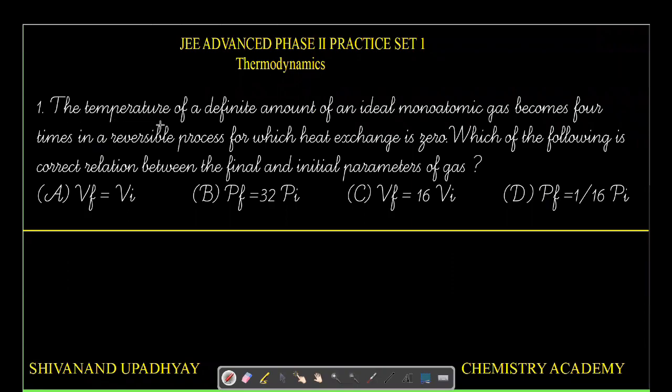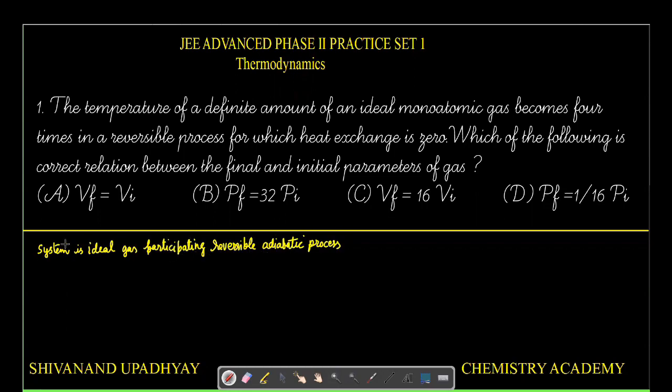So the first question is: the temperature of a definite amount of an ideal monoatomic gas becomes 4 times in a reversible process for which heat exchange is 0. Which of the following is the correct relation between the final and initial parameters of the gas? So in this, the system is an ideal gas and this gas is participating in a reversible adiabatic process. So we can write here, system is ideal gas participating in reversible adiabatic process.